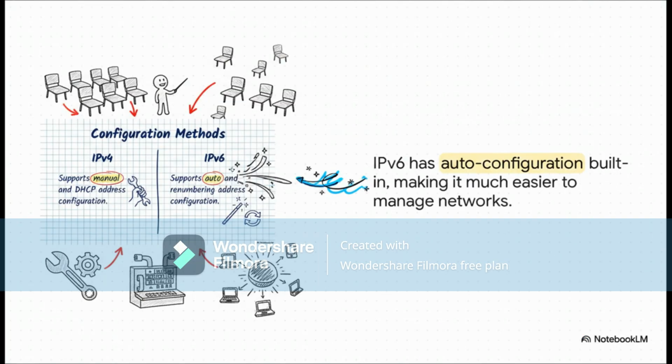See, with IPv4, you often needed someone to set things up manually, or you needed a special helper system called DHCP to hand out the addresses. It's like needing a teacher to assign you a specific seat in a classroom. IPv6, on the other hand, is basically magic. It has auto-configuration built right in. Devices can just connect and find their own seat without any help.